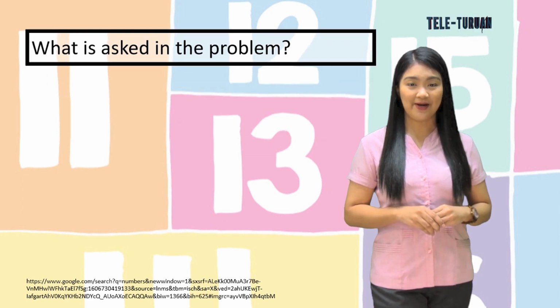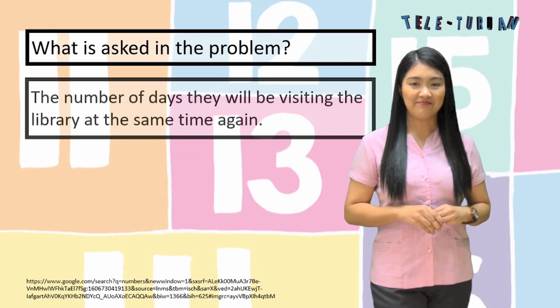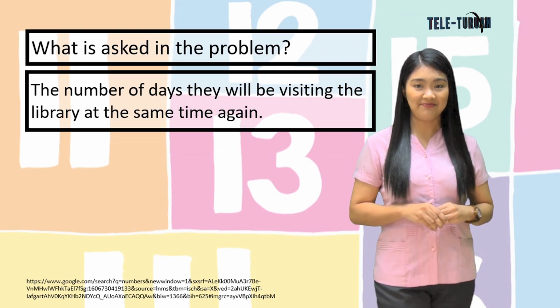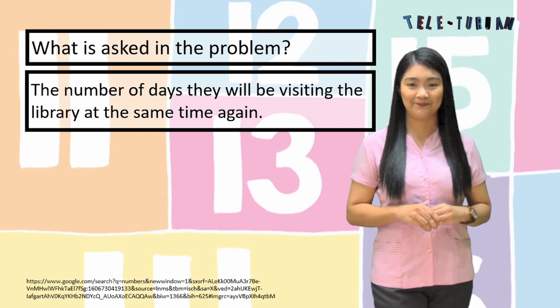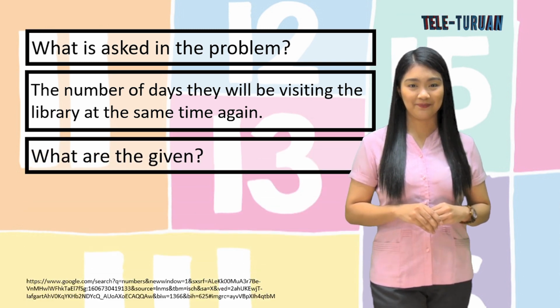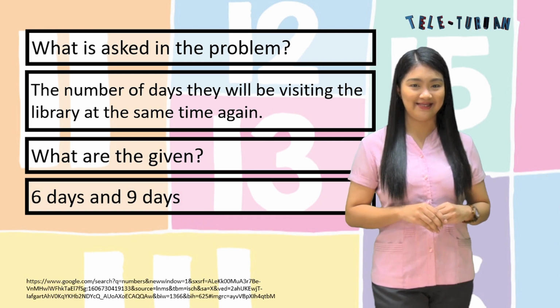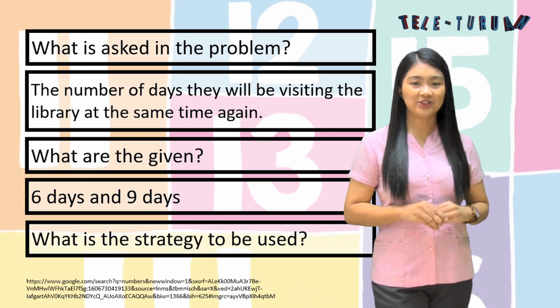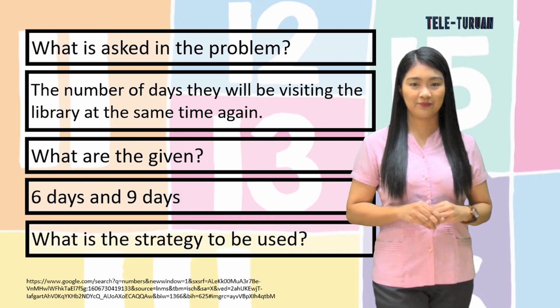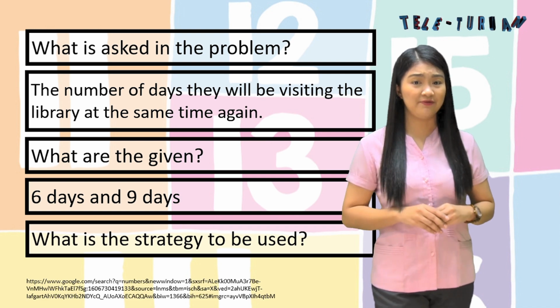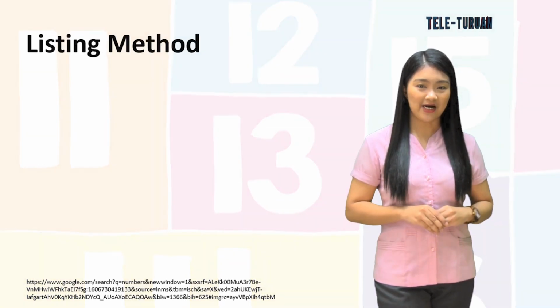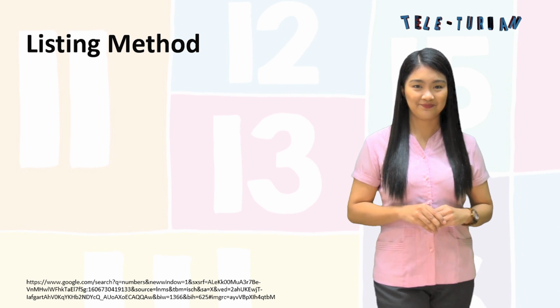What is asked in the problem? The number of days they will be visiting the library at the same time again. What are the given? 6 days and 9 days. What is the strategy to be used? There are 3 methods to solve this problem. Let us start with the listing method.